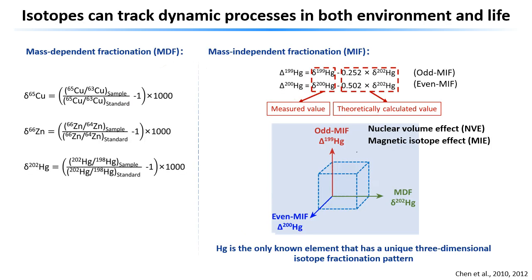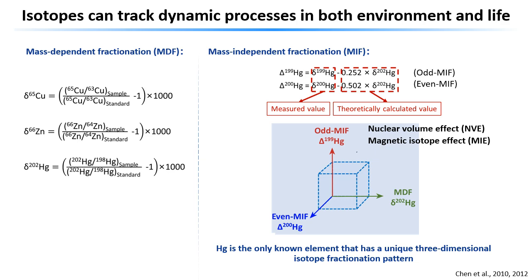So one of the best tools to track the dynamic processes of metals in both the environment and the living organism is stable isotopes. So in this talk, we focus only on three metals: copper, zinc, and mercury. Their mass-dependent fractionation is expressed using the lowercase delta, and I want to mention that for mercury, there is also mass-independent fractionation of both odd isotopes, capital delta 199 and 201, and also even isotopes, capital delta 200.